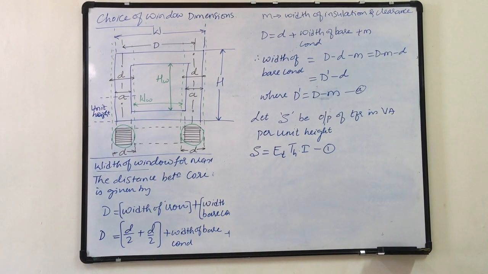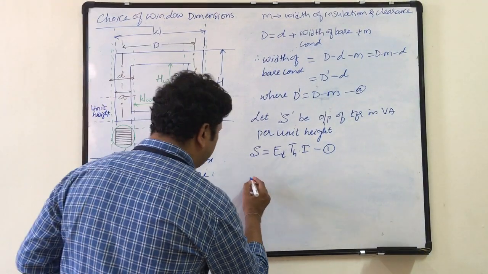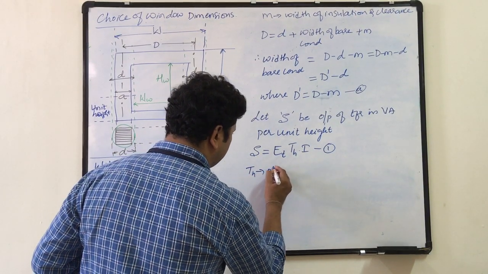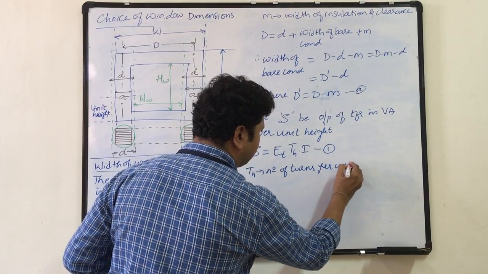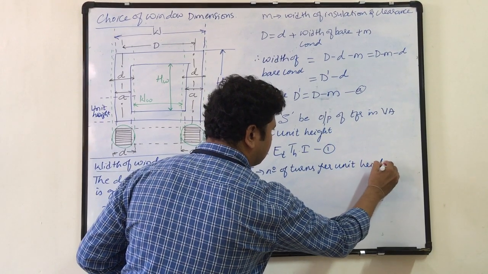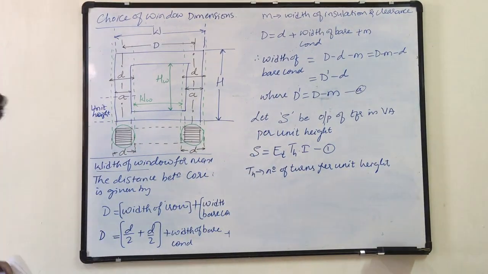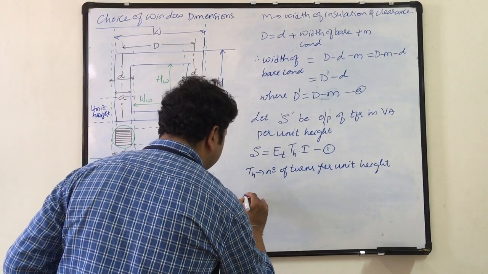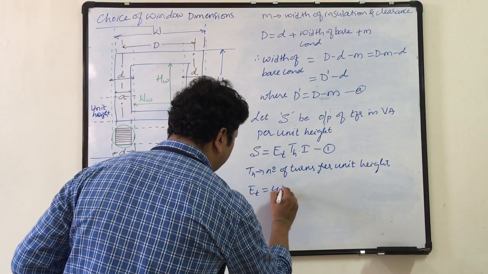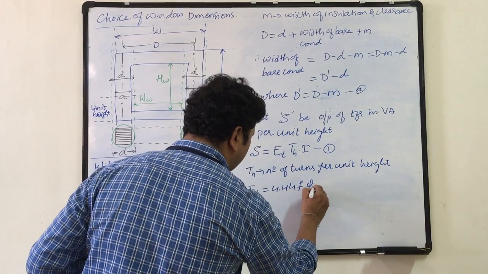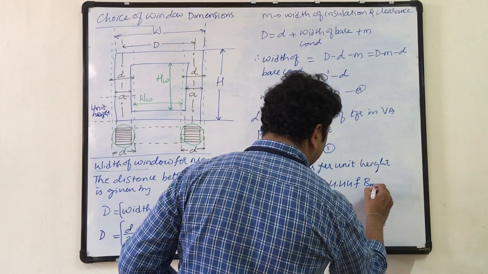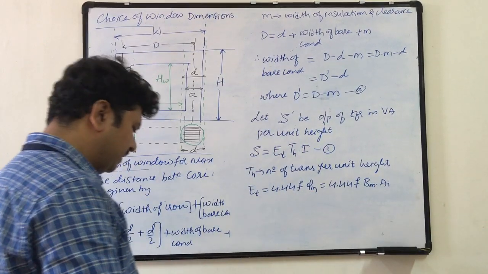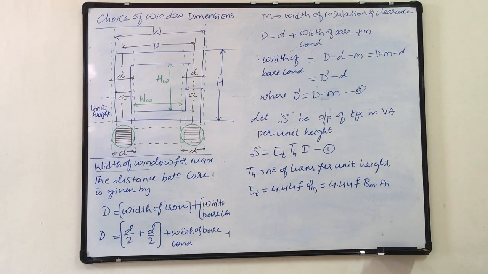So where TH is number of turns per unit height. Number of turns per unit height. Therefore, ET is equal to 4.44 F into phi, or I can write 4.44 F BM into AI. Okay, 4.44 F BM into AI.